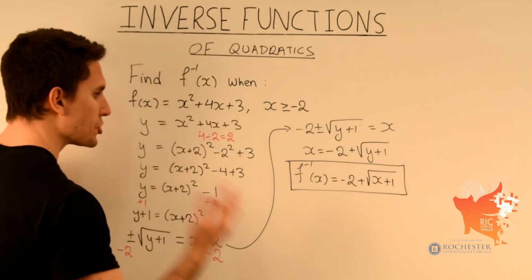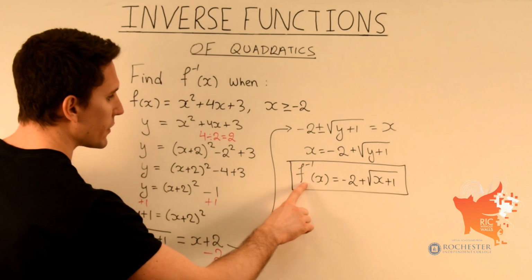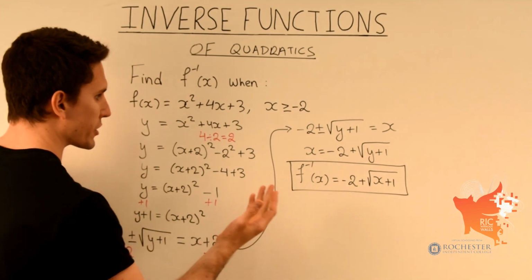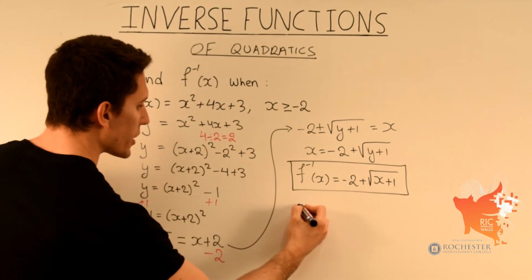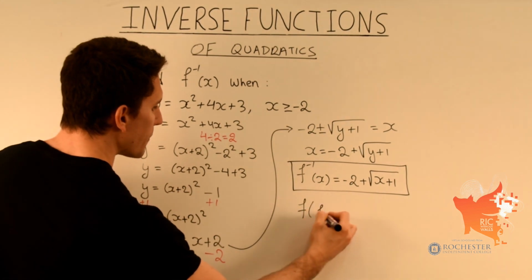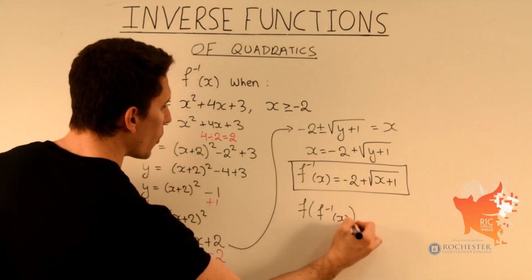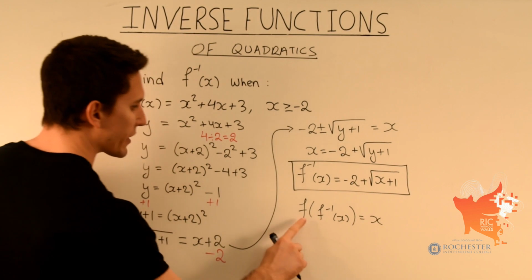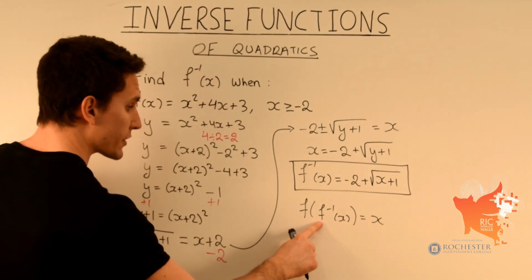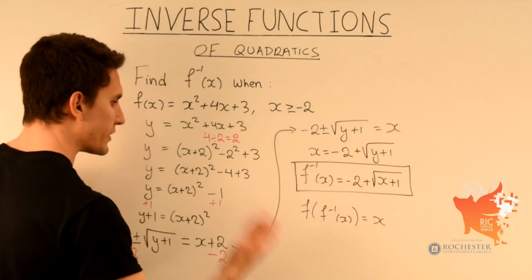Now, I'll very quickly show you a way to check whether this inverse function you have found is the correct one. And that will rely on the fact that f of f minus 1 of x needs to always be equal to x. So effectively, f and f minus 1 of x cancel each other out. Well, let's have a look at it.